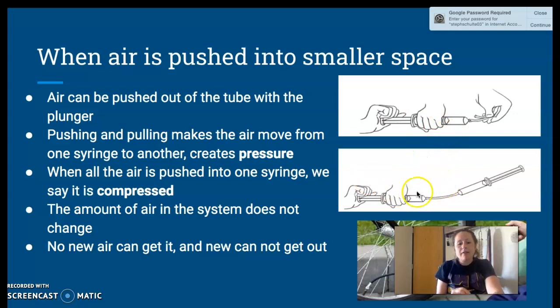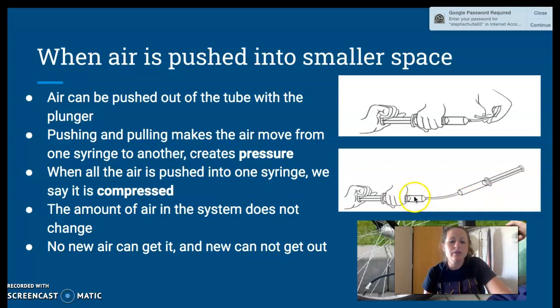In this picture, we have connected two syringes. So the air cannot get out of these two syringes. We have air in this one and air in this one. So this person is going to push and pull. So we need two people here. They're going to push and pull the air between these two. Pushing and pulling makes the air move from one syringe to another.